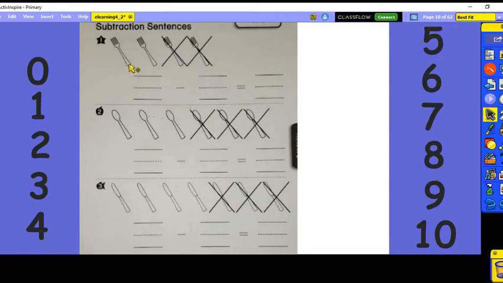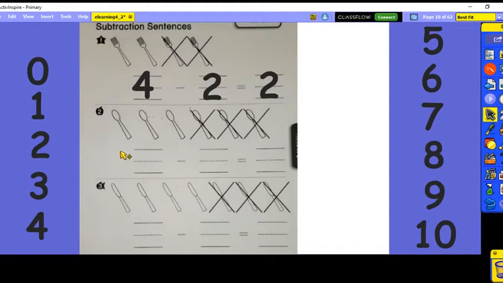Let's count how many forks. 1, 2, 3, 4. We started with 4 forks, and how many did we take away? How many are crossed out? There are 2 crossed out. And so how many are left? That's right, there's 2 left. So look, 4 minus 2 equals 2. And if we use addition to check our answer, we can do 2 plus 2 equals 4.